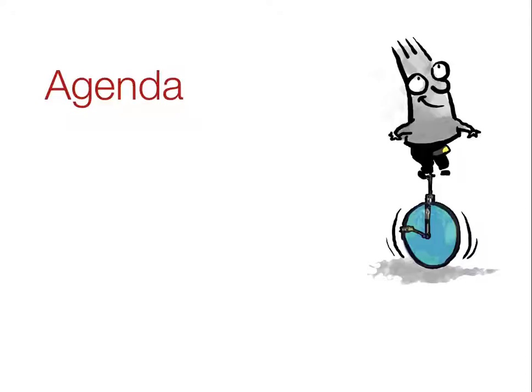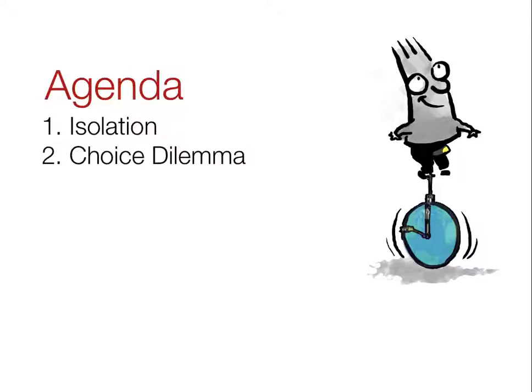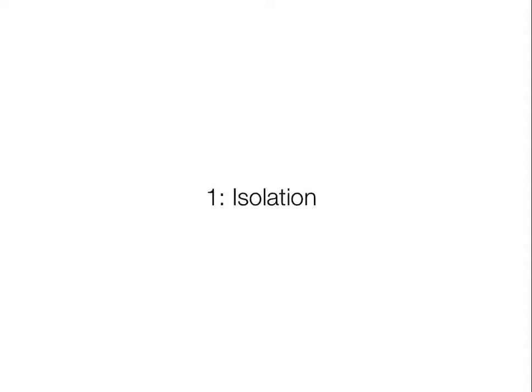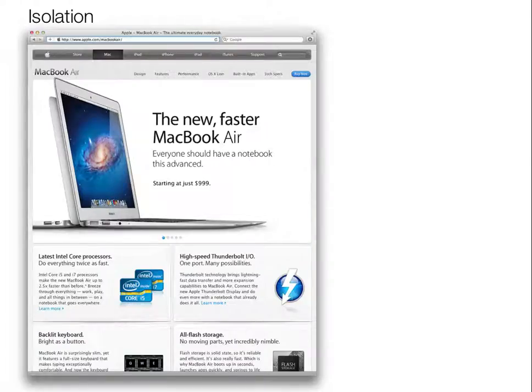And that's what we're going to cover, these 3 points. The first is isolation, the second is about the factor of choice, and the third is color confusion. And this is what's causing the pages to be so different from each other. So let's start off with the first thing, which is isolation. What is isolation? Isolation is just getting something bigger and bolder than the other things.